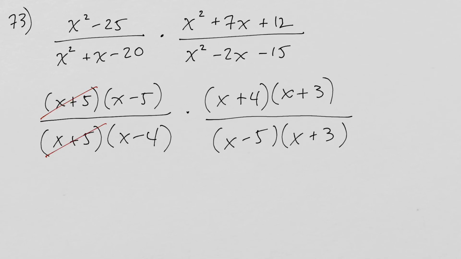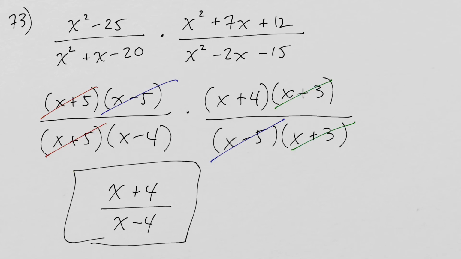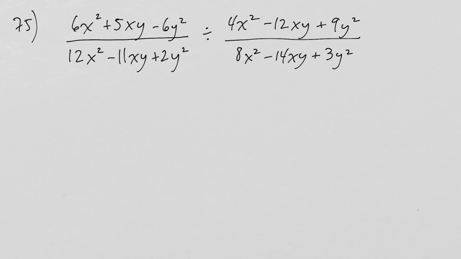X minus 5s cancel there. And x plus 3s cancel there. And we're left with x plus 4 over x minus 4. Don't try to cancel those x's or those 4s because they're terms and not factors. So we're done.